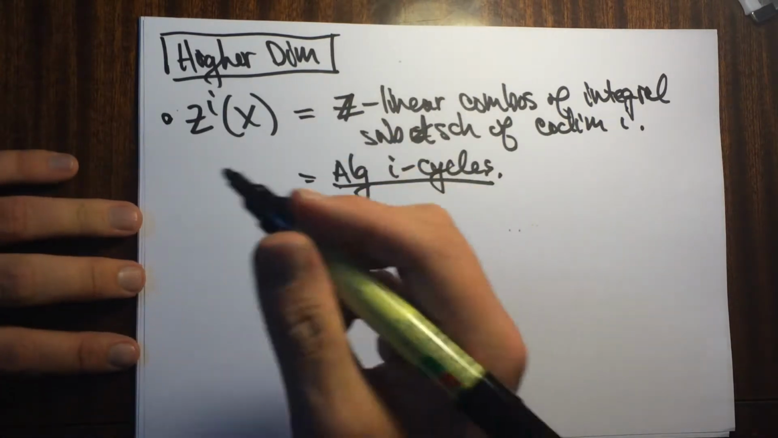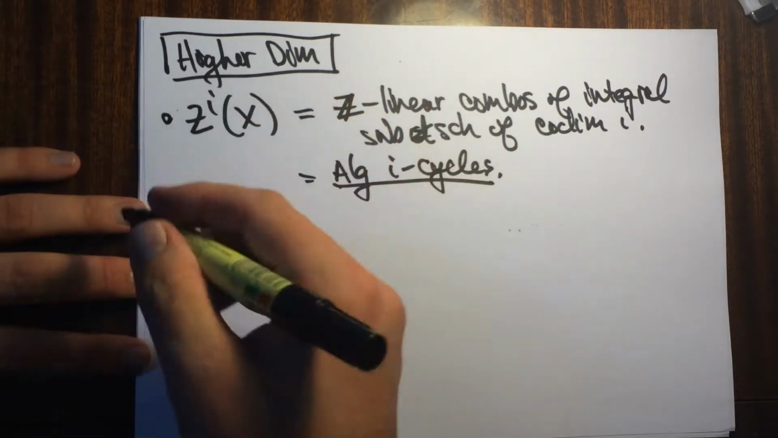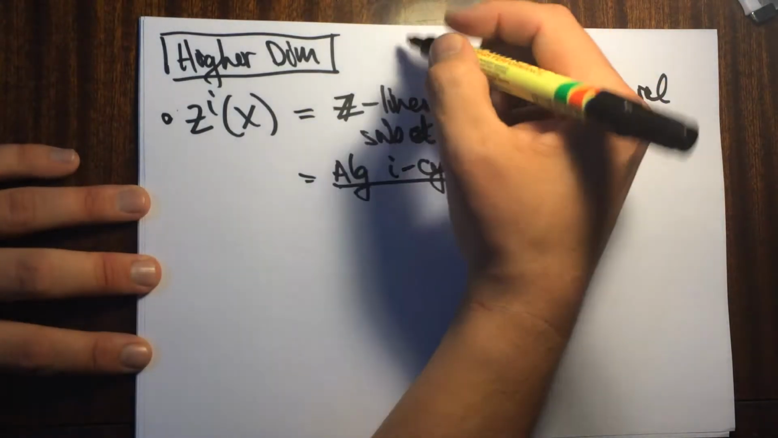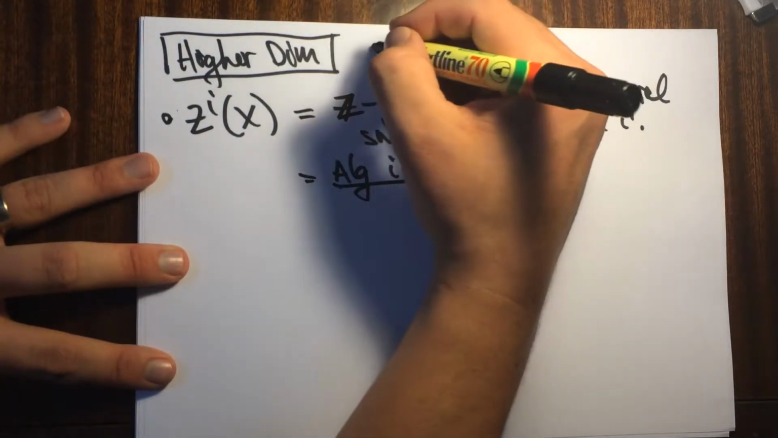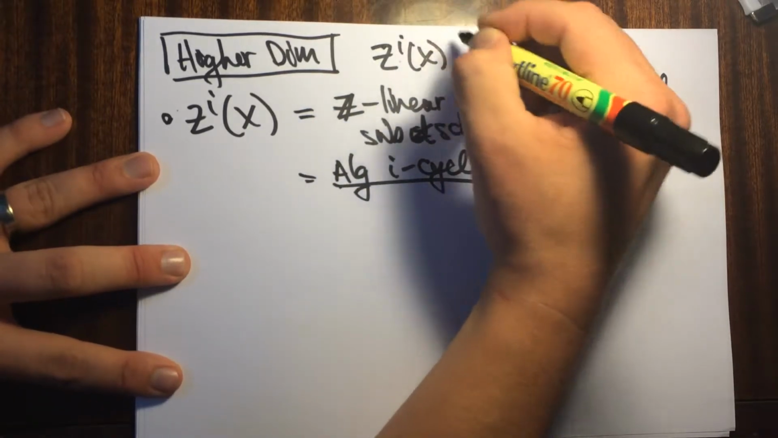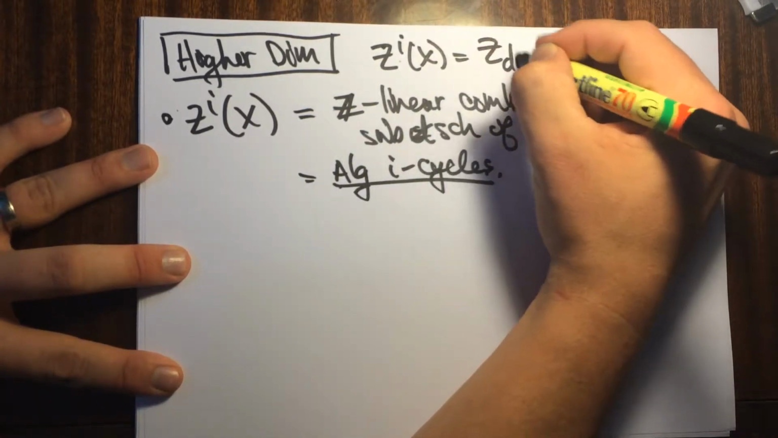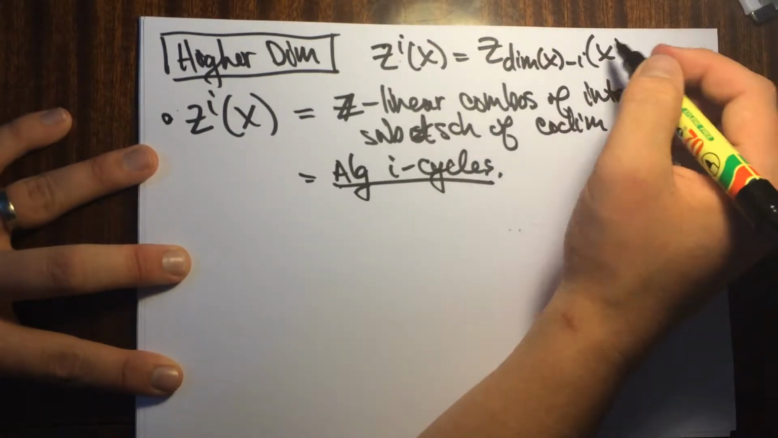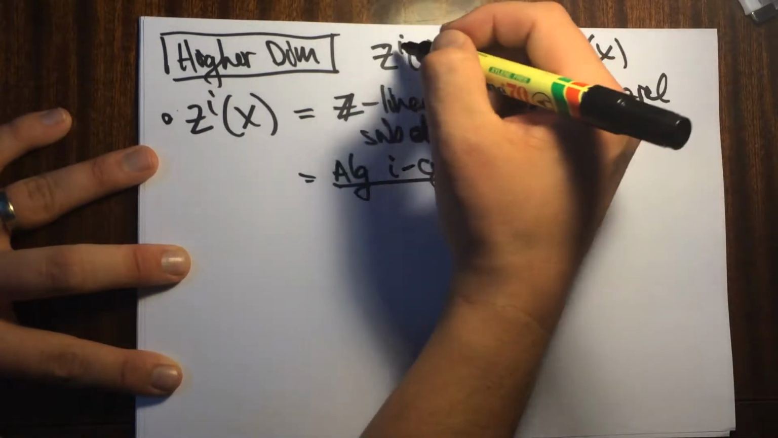So then what we're going to do is mod these out by a certain equivalence called rational equivalence. Again, we have this convention that Z^i(X) is equal to Z_{dim X − i}(X). So lower subscripts are for dimensions, and these are codimensions.